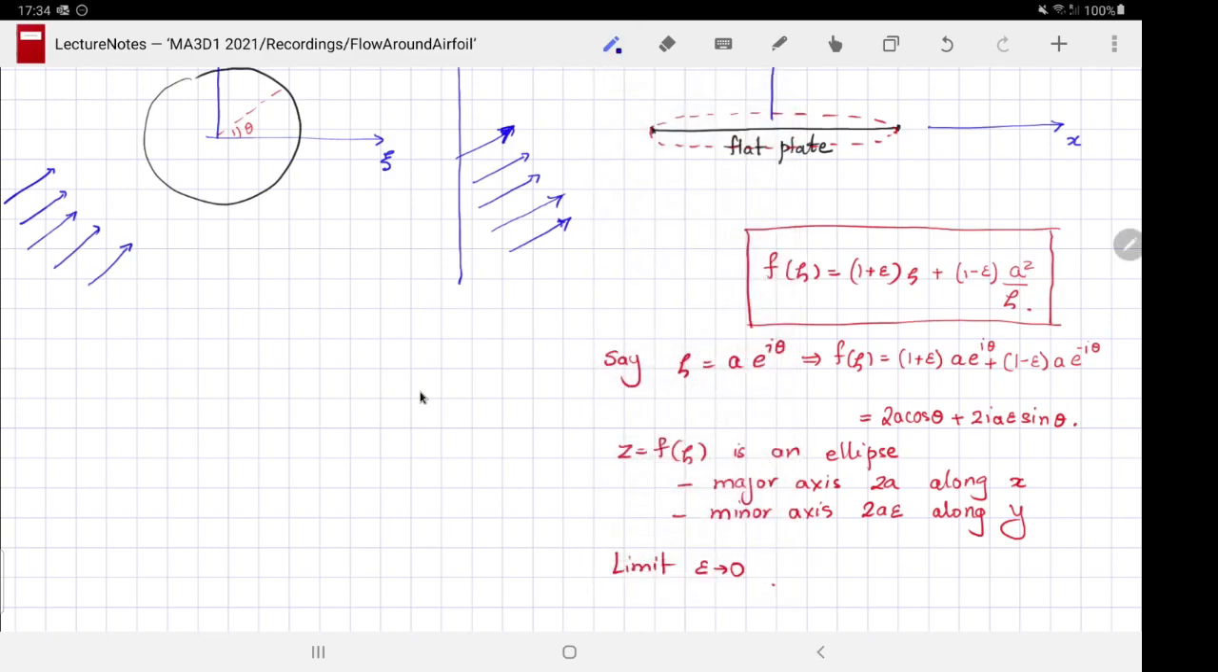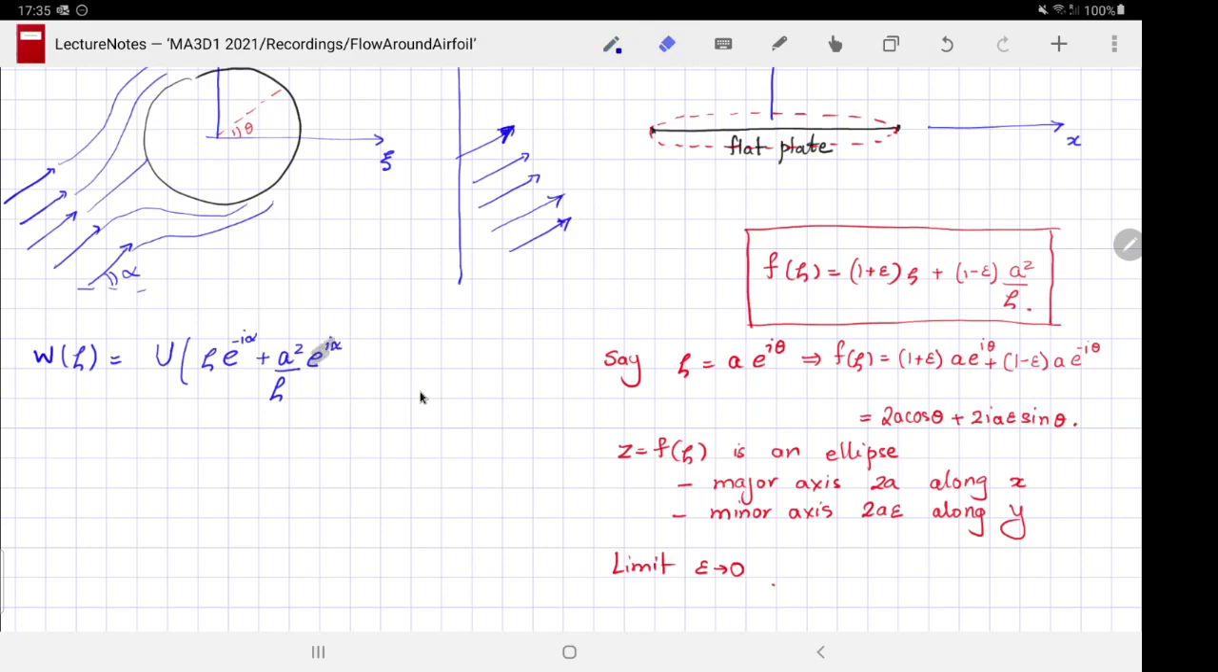On the other side, I want to do flow around a circle, but the flow has to be at an angle. And if I choose the angle to be alpha, then I think I can write down the potential, but in this case, the potential will be a function of the variable zeta, which will be u times zeta e to the minus i alpha plus a squared over zeta e to the i alpha.